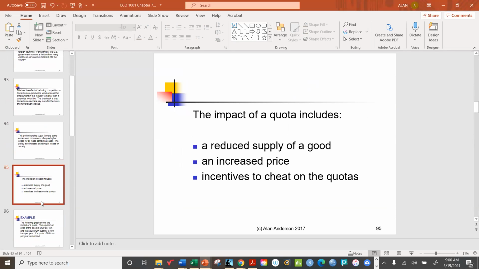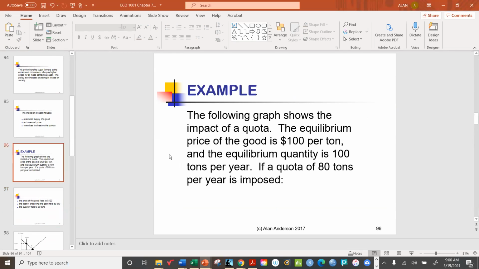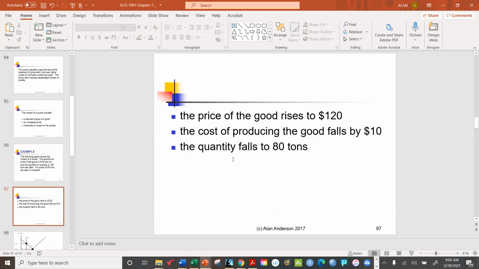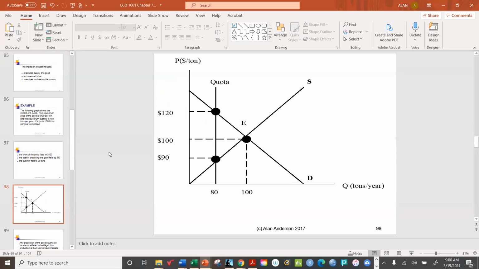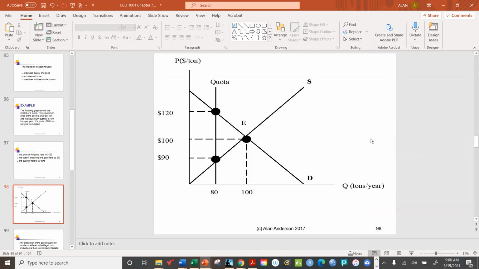So anyway, so how does this work? Suppose we have the following graph. This is a product for which the equilibrium price is $100 a ton, and normally 100 tons would be produced. Okay, so unfortunately, the government comes along and says, listen, you may not produce more than 80 tons of this product every year. So in effect, the supply curve is going from this normal supply curve. Now this becomes the supply curve.